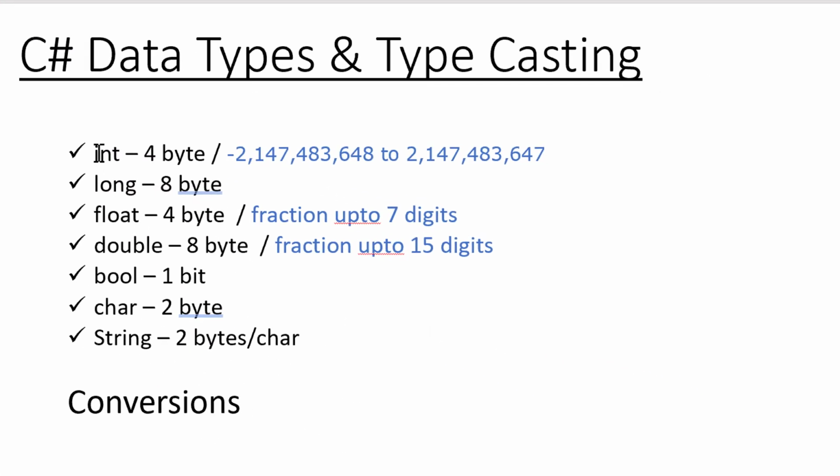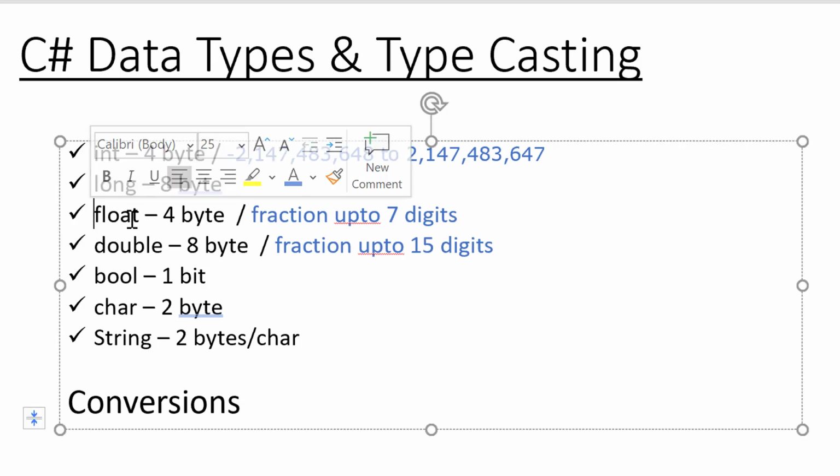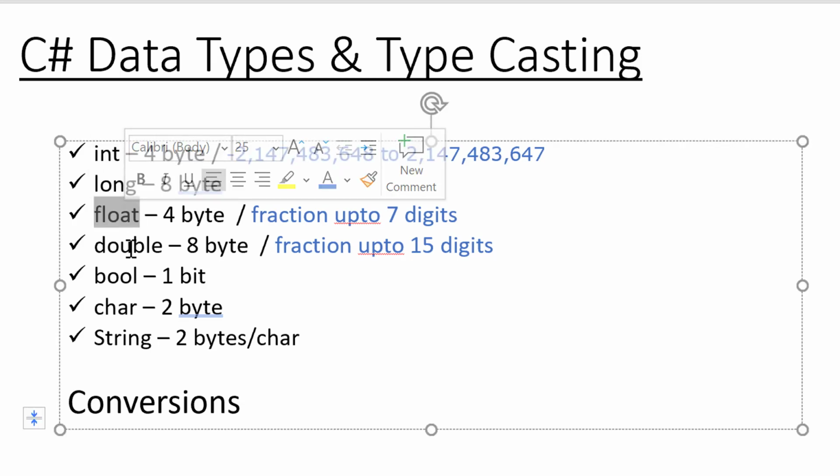In integer we have int and long. Now about decimal numbers. Decimal numbers are where we have fractions, like 3.4, 5.88, 5.831. These are decimal values, fractions. Again we have two kinds of variables: one is float and one is double.